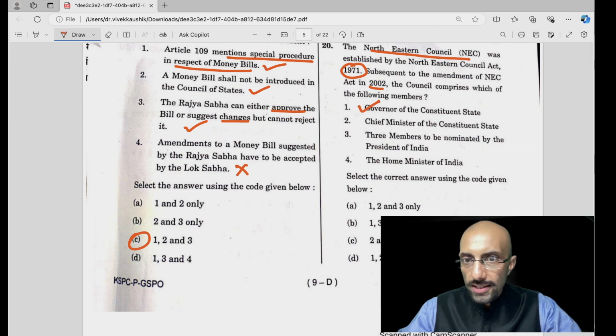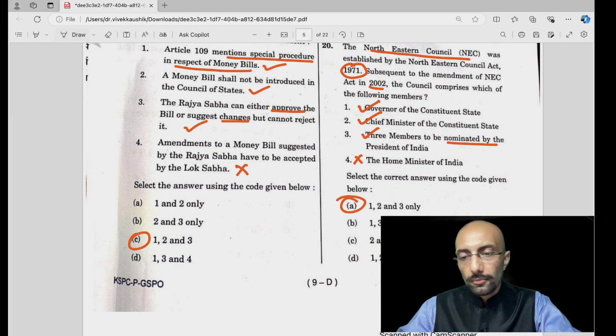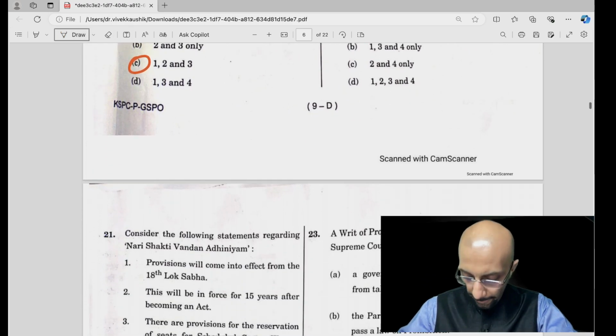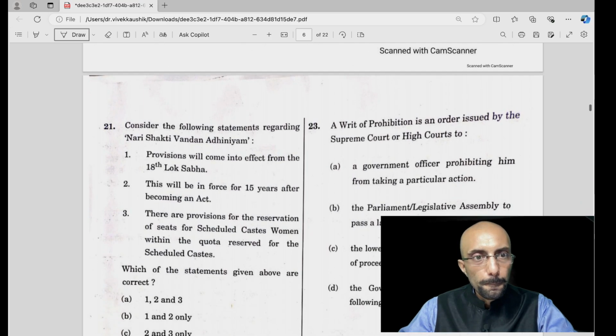Chief ministers of these states, correct. And 3 members nominated by the president. This is correct. Home Minister is not a member. So the answer will be A, 1, 2 and 3. Next question, 21st.